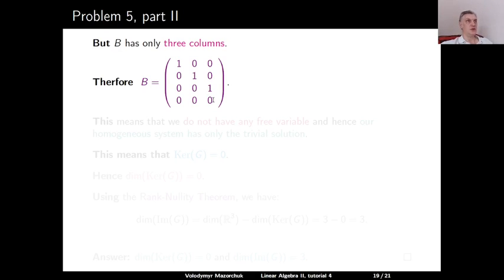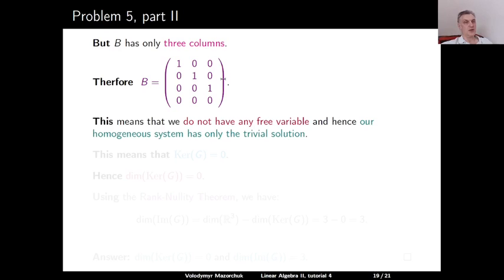So without knowing the matrix A, and only knowing that it has rank 3, we can explicitly determine the row echelon form. And now if you look at this row echelon form, we see that we have leading elements in each column. So there are no free variables at all, and this means that our homogeneous system of linear equations has only the trivial solution. In other words, the kernel of our linear map G is 0. And so the dimension of the kernel is also 0.